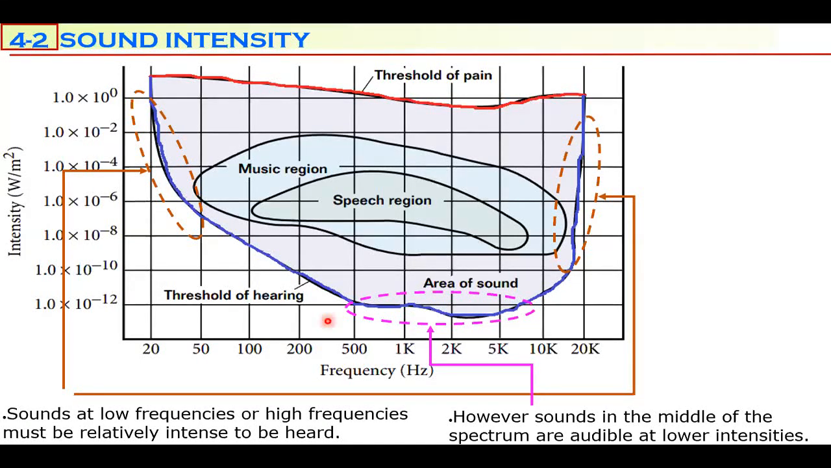10 to the power of negative 8 is audible because it is inside this curve. Look here, at 200 hertz, audibility starts at 10 to the power of negative 12, but any intensity greater than this makes the 200 hertz sound audible. So such questions can be asked.